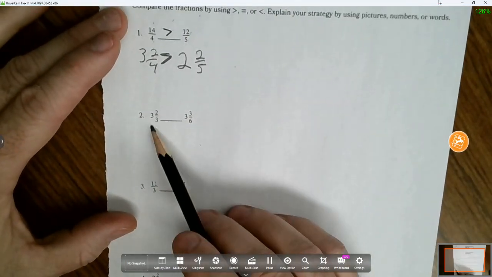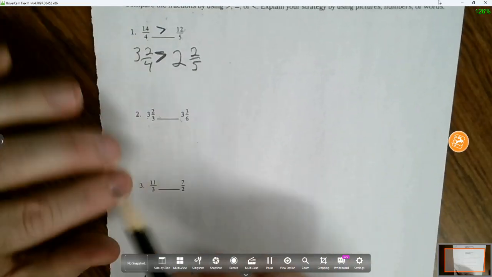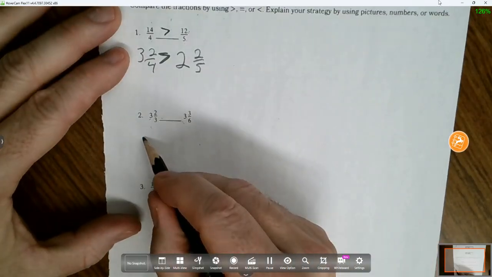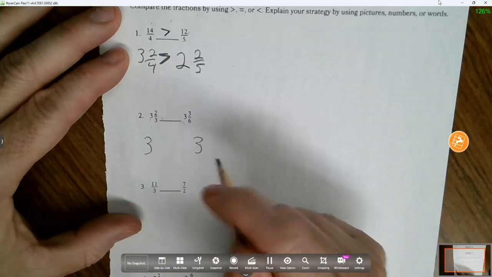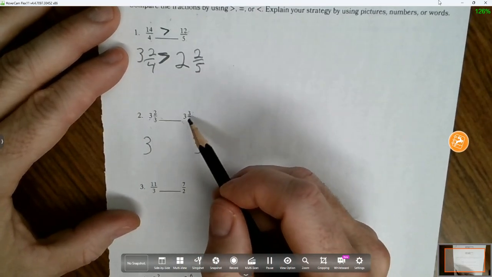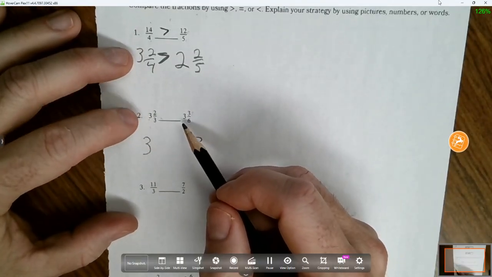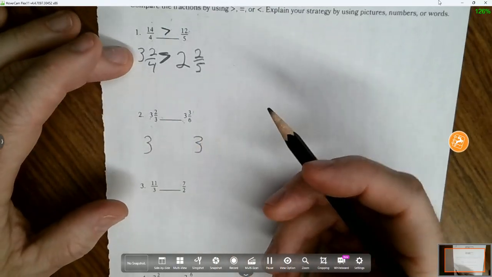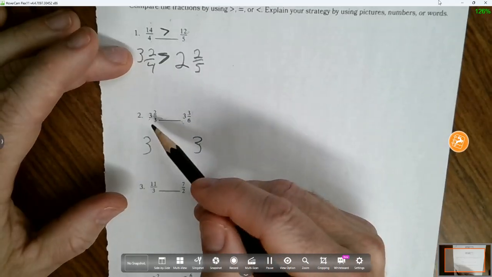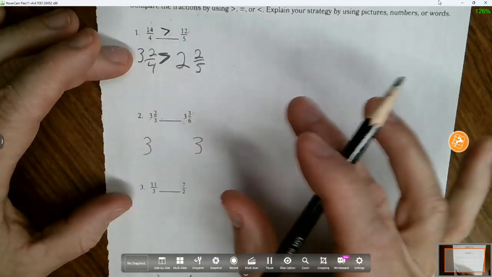Number 2, we have 3 and 2/3 and 3 and 3/6. All right, the 3 and 3, that's the same. Leave it alone. So put your 3 here, put your 3 here. Now we have 2/3 and 3/6. We can find a common denominator for the fractions. You don't need to mess with the whole number because the whole number is going to stay the whole number. It's not going to change. If we multiply them out, you're still going to have 3 wholes here and 3 wholes here. So don't even worry about it.